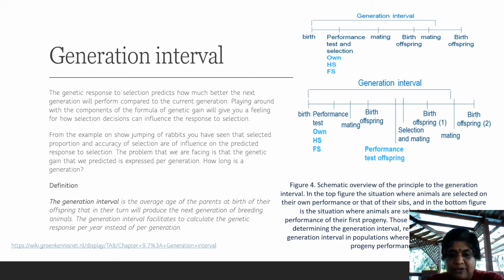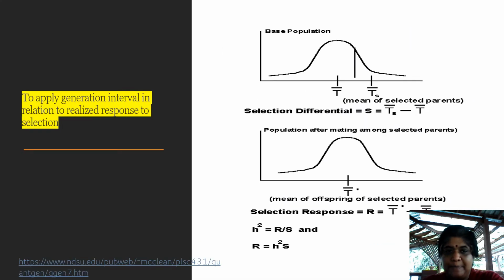So it's the average age of parents at birth of their offspring, and they will produce the next generation of breeding animals. This generation interval facilitates calculating the genetic response per year instead of per generation. So if you have animals with a shorter generation interval, you try to improve the animal, because in a year you can have 3 generations happening in the same year. Hope you understand that.